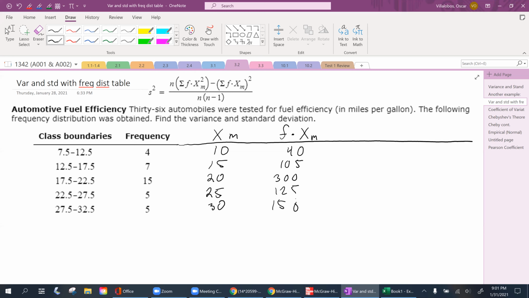And then our last column is going to be my frequency multiplied with my x midpoint, but the x midpoint has to be squared. In other words, for this one I'm doing 4 times 10 squared. 10 squared gives me 100, and 100 times 4 gives me 400. For the second row, I'm going to be doing 7 times 15 squared.